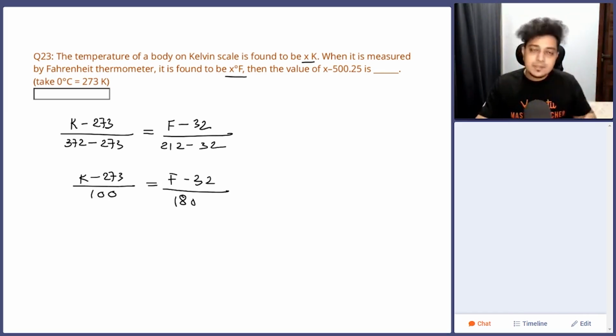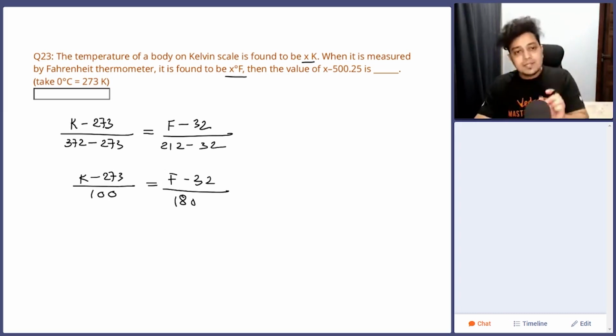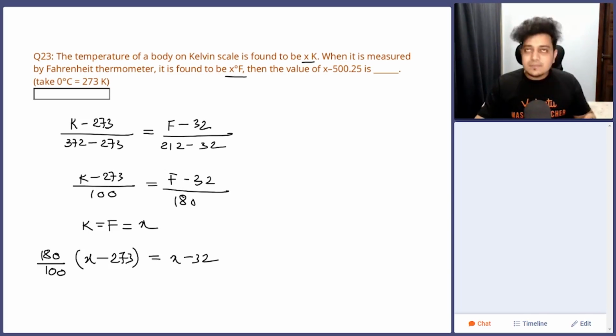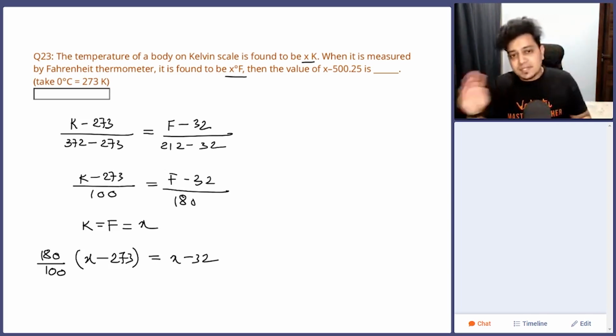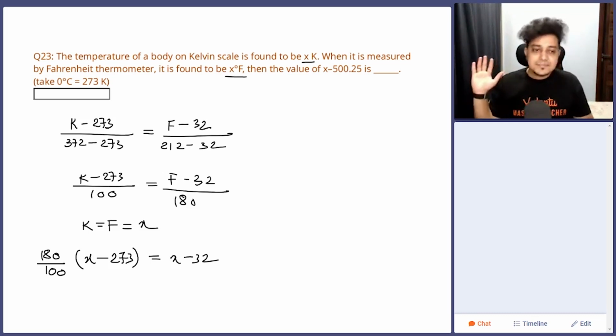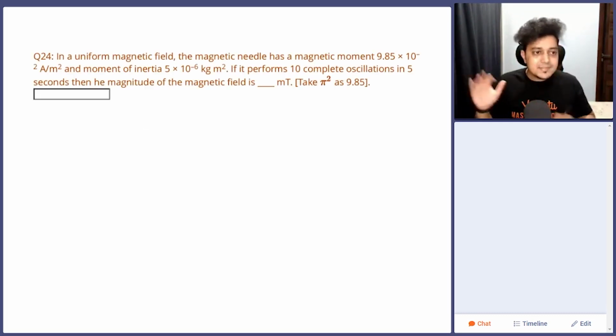Both of them are X. Whether you measure in Kelvin scale, you get X as the magnitude, or you measure in Fahrenheit scale, you get X as the magnitude. So both K as well as F will be replaced as X. So this will be (X minus 273) into 180 upon 100 equal to X minus 32. Simplify this, you will get the answer for X, and that X minus 500.25 will be your final answer. Okay, let's go. Next question.